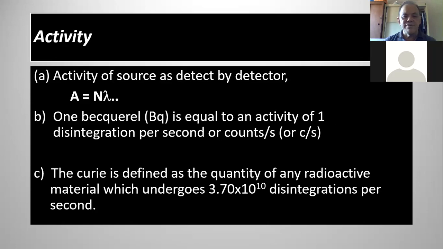1 curie is defined as a quantity of any radioactive material that undergoes 3.0 times 10 to the power 10 disintegrations per second. Because sometimes the number of disintegrations is so large, we introduce another unit to cater for this large value. So 1 curie is that amount of disintegration per second.